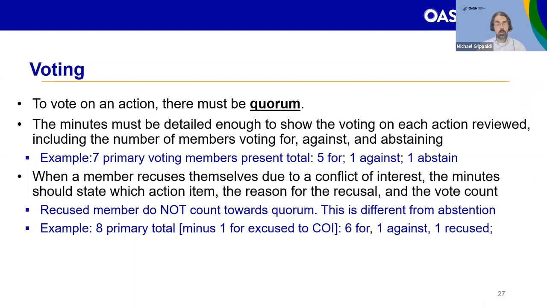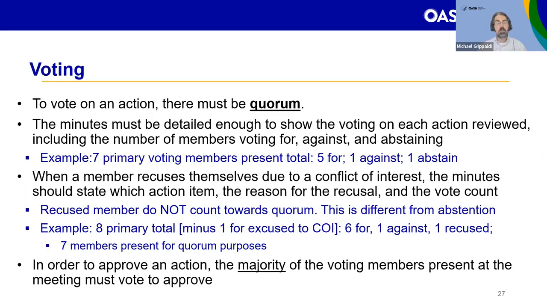As an example, if we have 8 primary members, but 1 member must be excused for a conflict of interest, the minutes might note 6 for, 1 against, and 1 recused due to a financial conflict of interest. This item would be treated as if there's only 7 members present for quorum. Because remember, in the instance of a recusal, we act as if the person is not there.